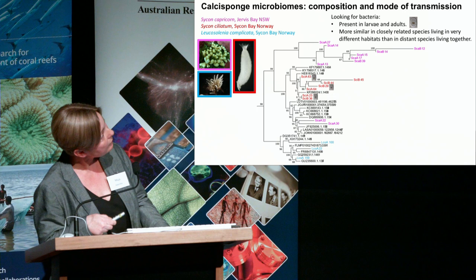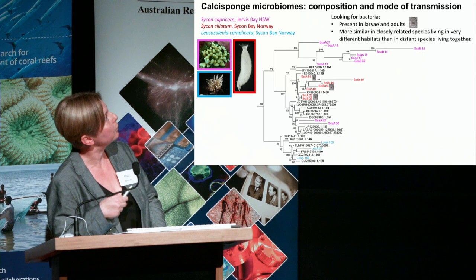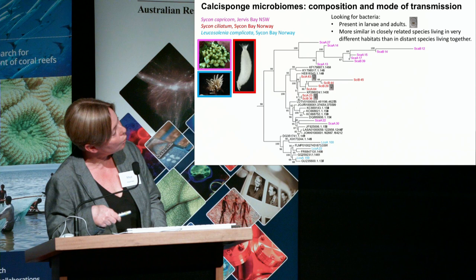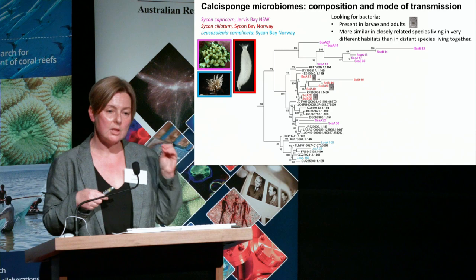So you can see Sycon capricorn from Jervis Bay, purple, is here together with Sycon ciliatum from Sycon Bay, Norway. We have named it. I don't think it's on any of the maps, but we found those Sycons there, so we call it Sycon Bay. And then Leucosolenia complicata, which lives together with Sycon ciliatum, is separate from the Sycon capricorn and Sycon ciliatum clade. So I was very excited because this is suggesting that there is vertical transfer, there's some kind of coevolution.